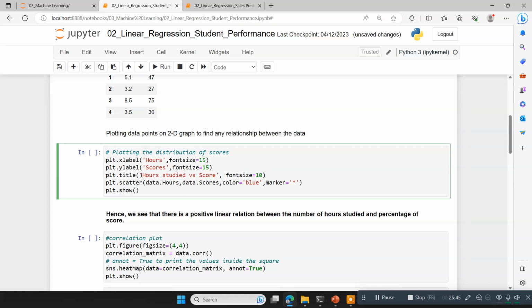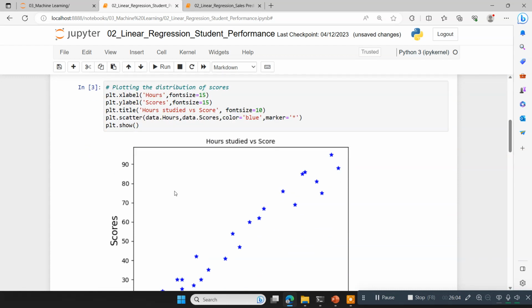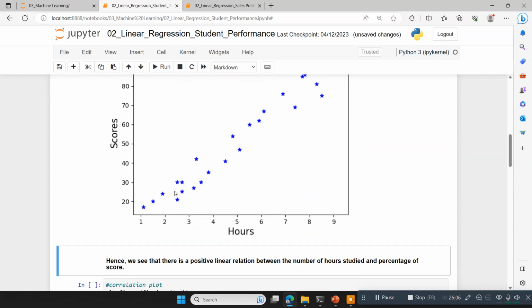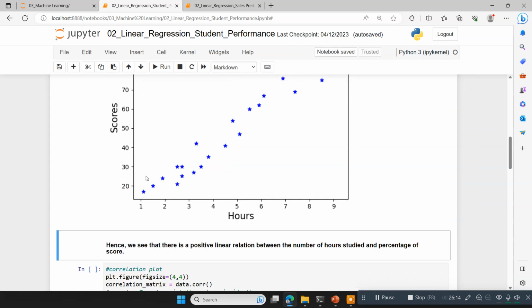15, and here also 15, and the title is hours studied versus score. So this is going to be the title of the figure, then font size mentioned as 10, and we are plotting a scatter plot here showing the relationship between the hours and score. The color used is blue and the marker is star. So this shows the relationship between the hours and score. You see the relationship, so there is a positive relation. Okay, there is a positive relation between the number of hours studied and the final score.